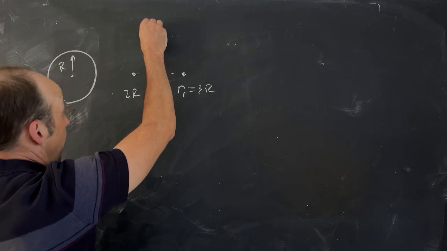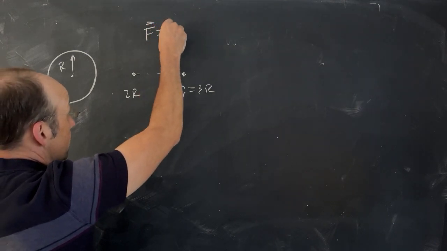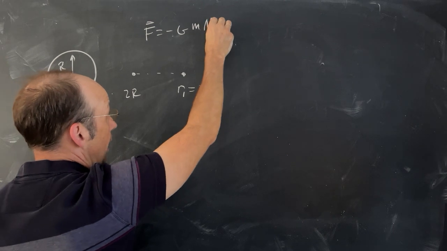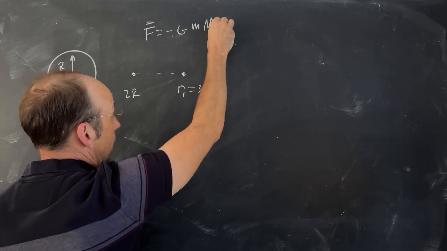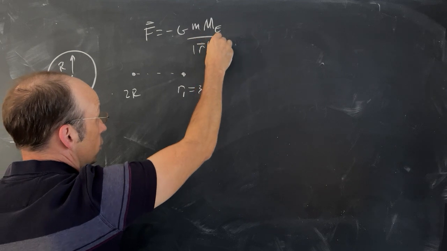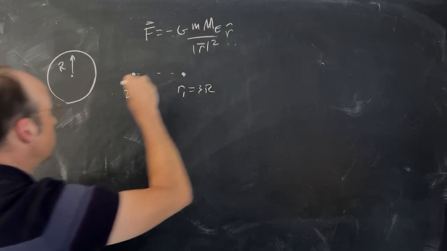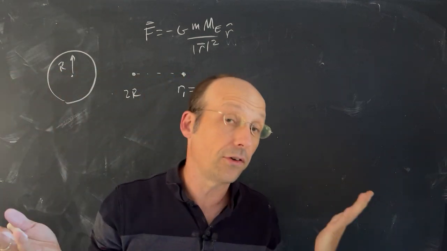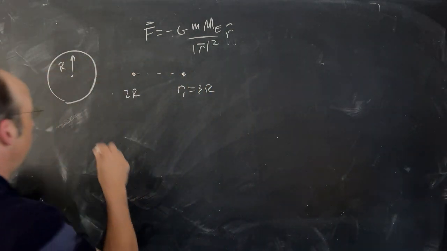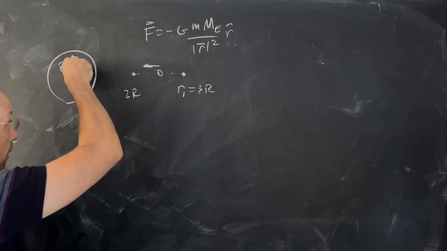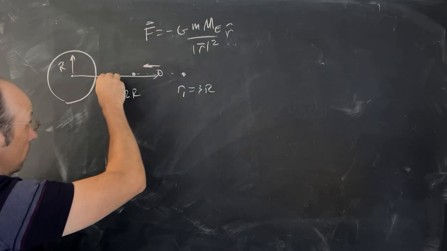So I'm going to write this as a vector. F is negative G mass of the Earth over the magnitude of r squared r hat. So this is in polar coordinates, or it really should be in spherical coordinates, but it doesn't really look any different right here. So if I have a ball right there, the force is that way, and this is the vector r.